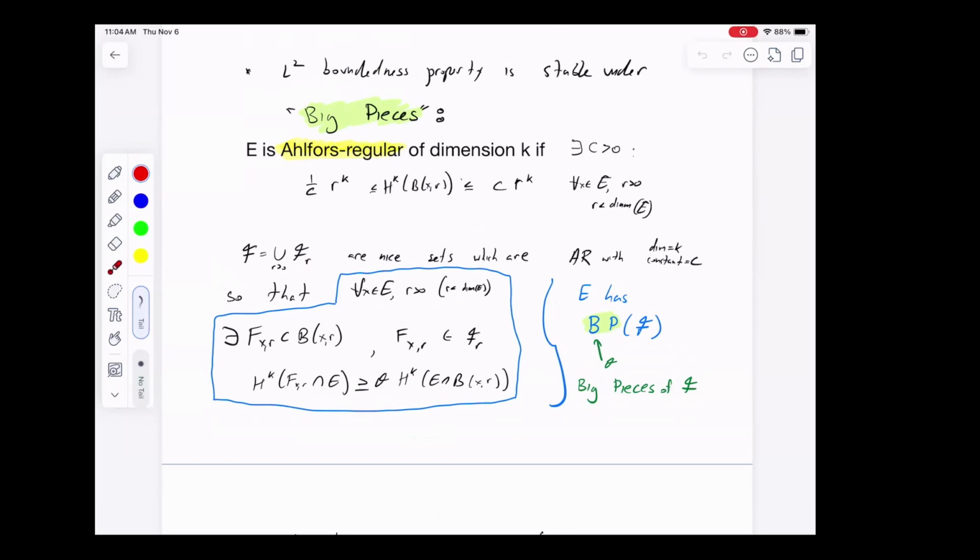Having big pieces of this family F means that there's some constant theta, so that if I take any ball, a center and a radius, there exists some set, which I think of as nice, inside this ball that captures at least theta of the mass. Think of theta as a small constant, say 3% of the mass captured by a nice set. That's what it means to have big pieces of F.